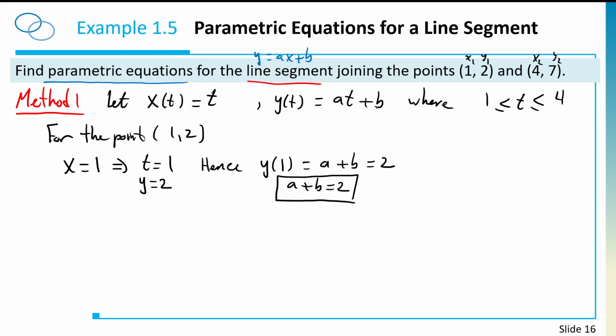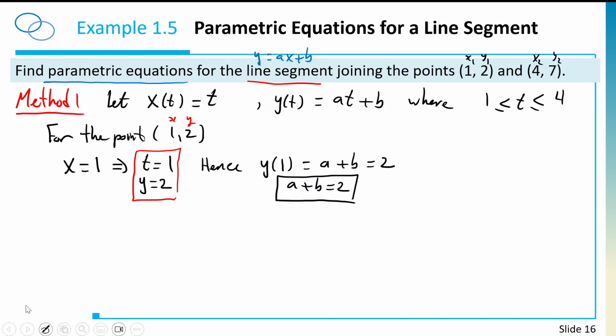Remember always, if you need to find two variables, you need two equations. So the first equation: if x is equal to 1, remember this point is x, y. So if x is 1, this means that t is 1 from the first equation. And we have y equals 2. If I replace these two in the equation of y, t is 1 and y is equal to 2, so a plus b equals 2.